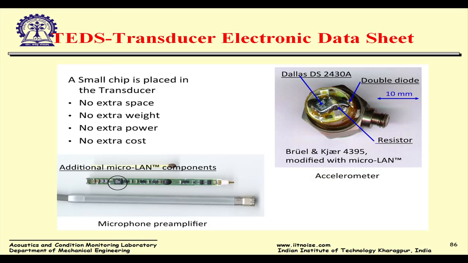You don't have to worry that cable 1 goes to transducer B and so on. You don't have to worry about that. So this helps us in the long run. Of course, TEDS are a little costlier. And if you see here, this is a microphone with its preamplifier, and there is a TEDS chip in here.